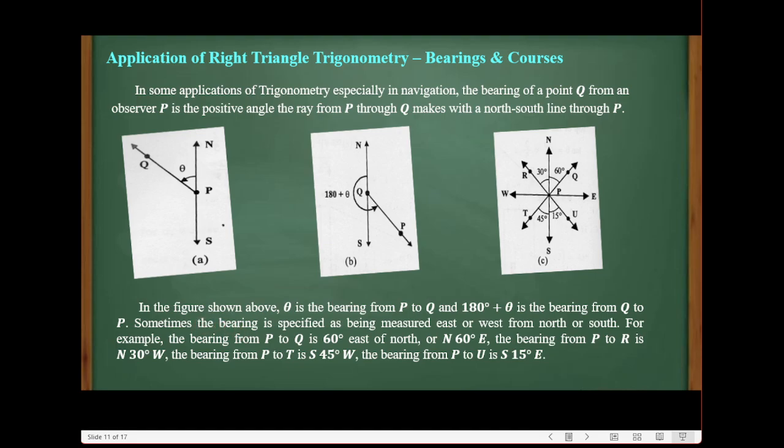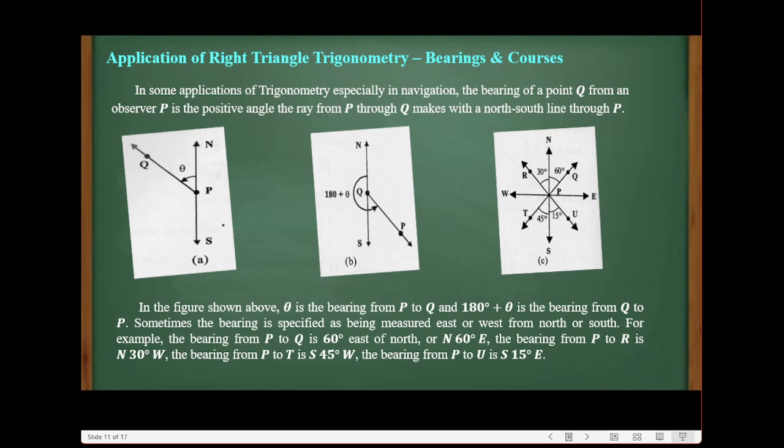Sometimes the bearing is specified as being measured east or west from north or south. For example, the bearing from P to Q is 60 degrees. This one right here. Okay? Particularly east of north. This one. Okay? So our reference here is the north-south line, no? Then that is 60 degrees east of north.